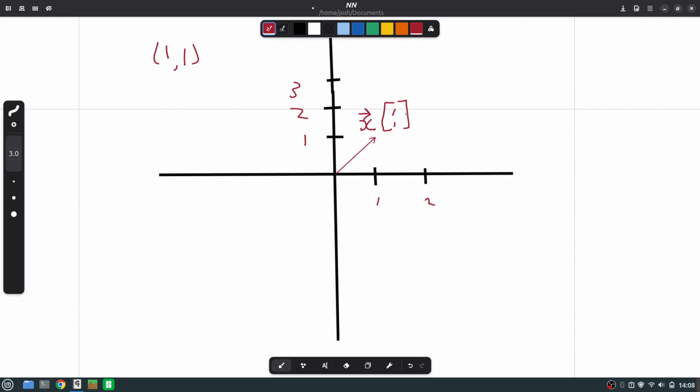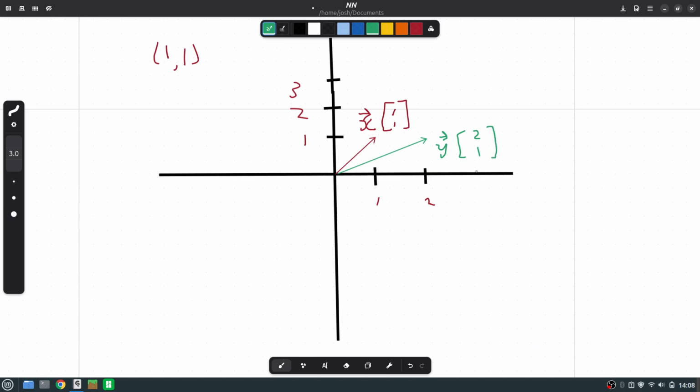Now, suppose we had a second vector. I'll take this one. Oh no, I need to switch back to shapes. And our second vector came like so. We can call this vector y. And we'll say the vector is at position 2, 1.